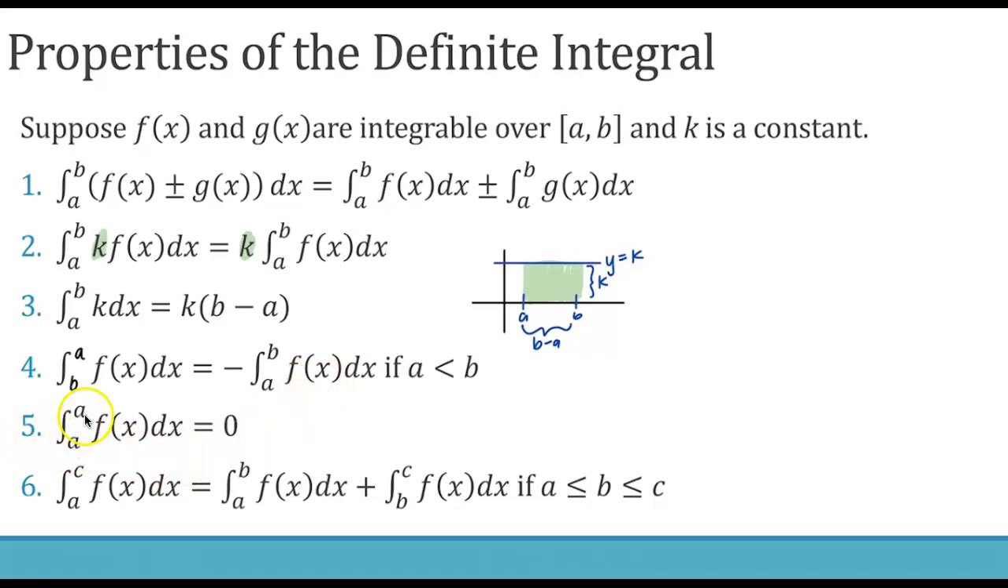Number 5, the integral from a to a of f of x dx is 0. Well, that should make sense because that's calculating an amount of area. And if we're not going anywhere, if we're going from a to a, then there's 0 area there.